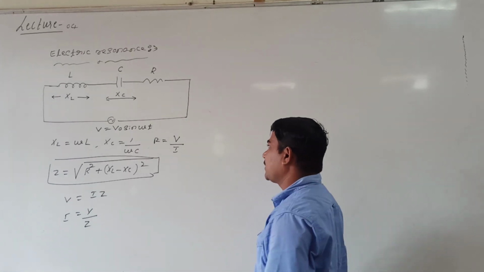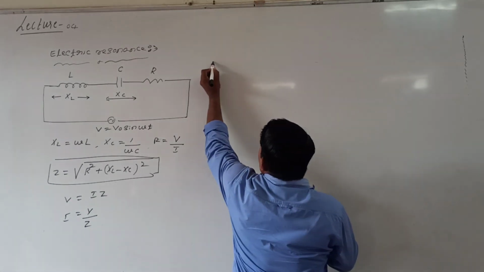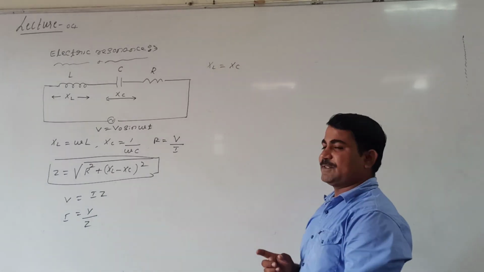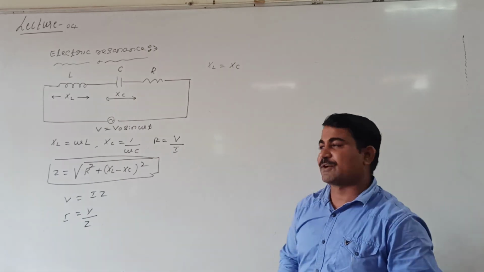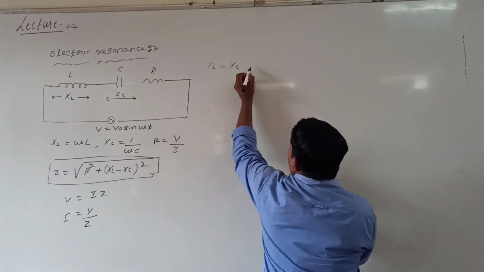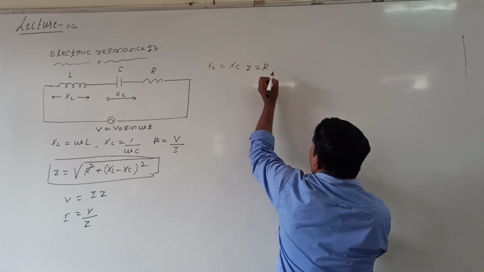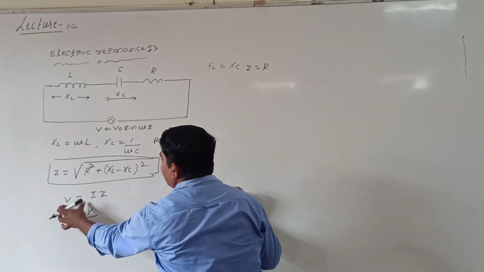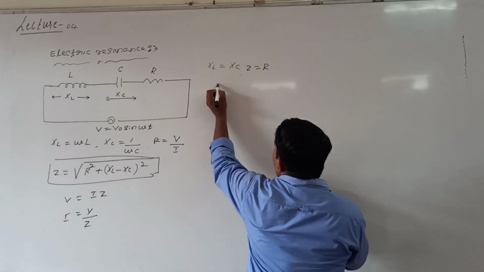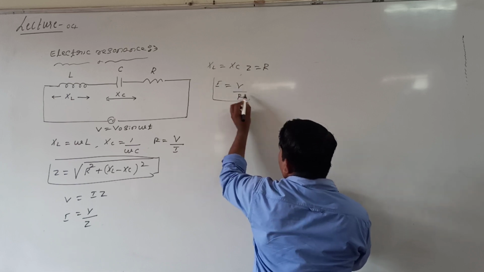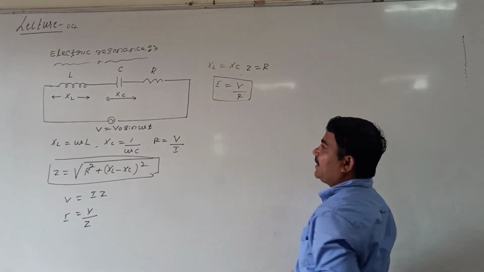See here, what is the condition for resonance here? If inductive reactance equals capacitive reactance, if XL is equal to XC, then what can you take? Z is equal to R. If Z is equal to R, then from this equation what can you take? I is equal to V divided by R. This is the condition for maximum current.